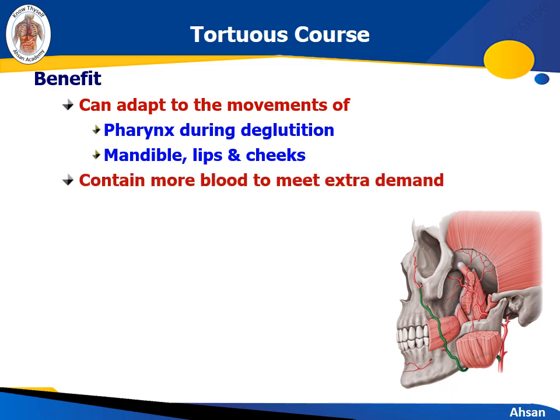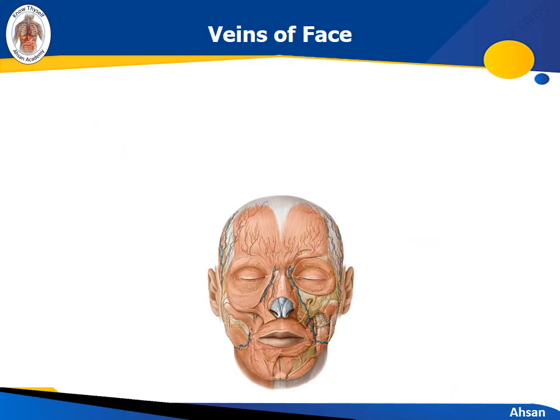It contains more blood because of the tortuosity. The length increases, so it contains more blood, and that can meet the total demand of the structures of the face. So these two are the most common benefits we get out of its tortuosity.